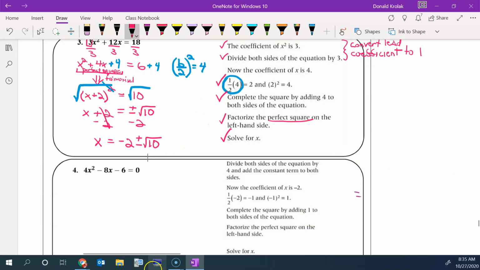So if we needed the decimals, we'd go -2 plus root 10 on our calculator and -2 minus root 10 on our calculator. And that would give us the decimal equivalent of that. This is the exact solution. When you don't do the decimal, you just leave it as a radical. That is your exact solution.